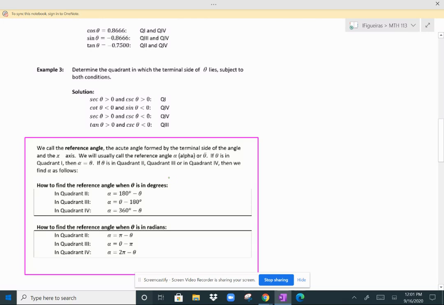then we have to find alpha by doing a particular calculation. So here are our calculations in degrees. If your theta is in quadrant 2, you find alpha by doing 180 minus theta. And then you will get the angle between the x-axis, in this case the negative x-axis, and the terminal side. If your theta is in quadrant 3, then alpha would equal theta minus 180. If your theta is in quadrant 4, then it would be 360 minus theta. So you're not using 270 degrees. Notice you're using either 180 or 360.